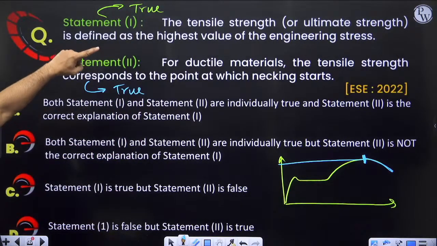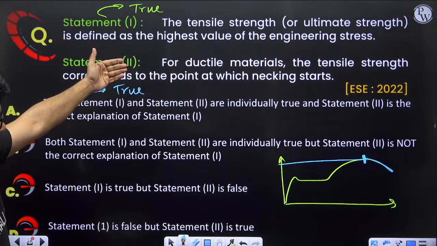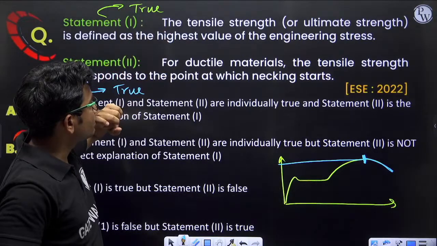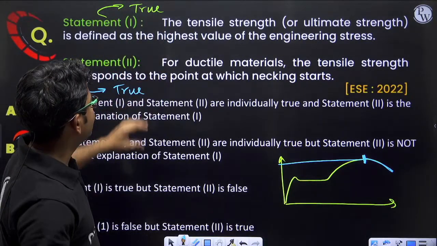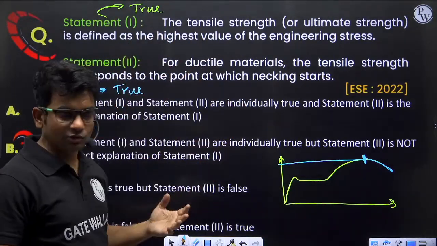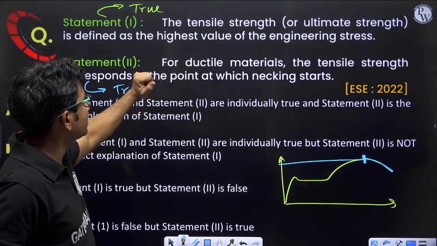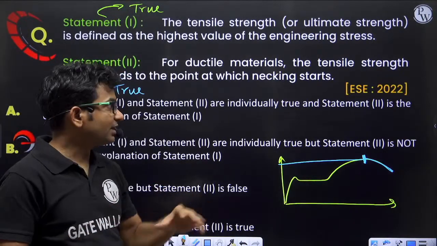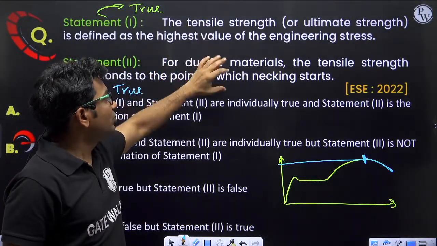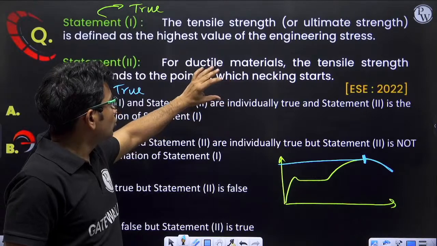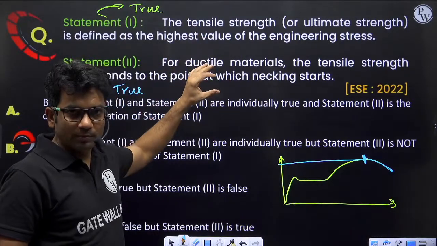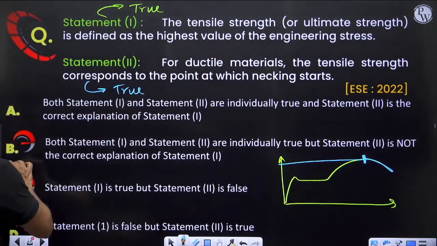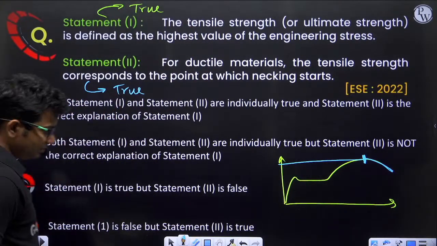So tensile strength is defined as the highest value of engineering stress. Yes, this is true, and this is also true. But is it explaining this? They are independently true, and this statement does not require any explanation. Tensile strength is just a fact. So for this fact, no explanation is required. These are individually true, but one is not explaining the other. So the correct answer will be option B.